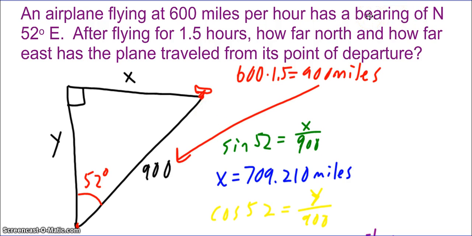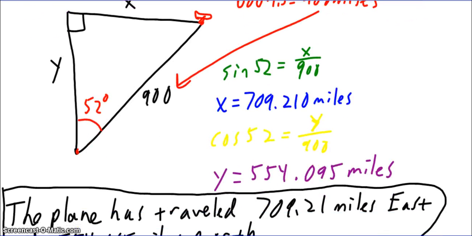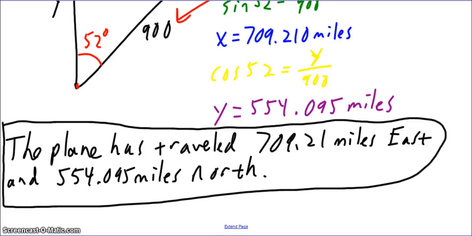So now I just set up two separate trig equations, one to solve for X and one to solve for Y. So I know the sine of 52 equals X over 900, so X is approximately 709.210 miles. And I know the cosine of 52 equals Y over 900, so Y is approximately 554.095 miles. So then I answer my question in a sentence. The plane has traveled 709.21 miles east and 554.095 miles north.